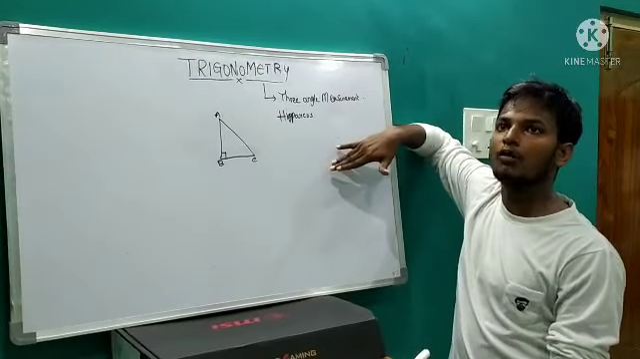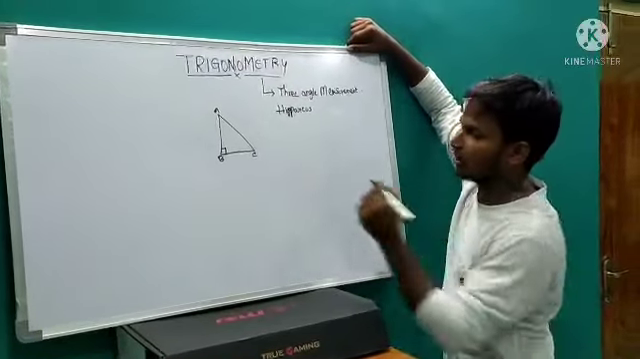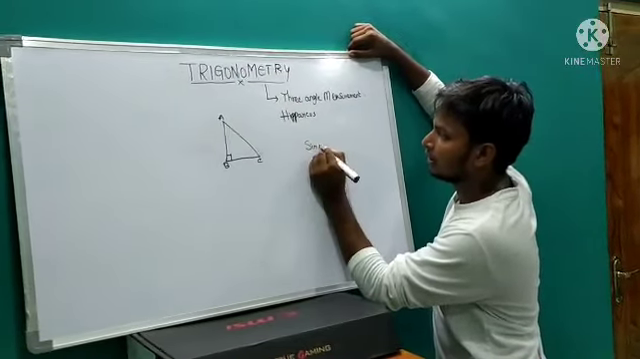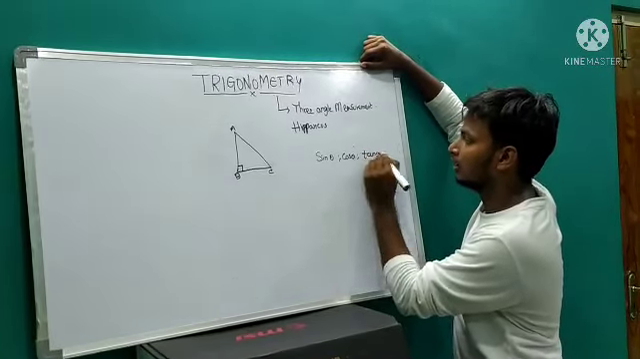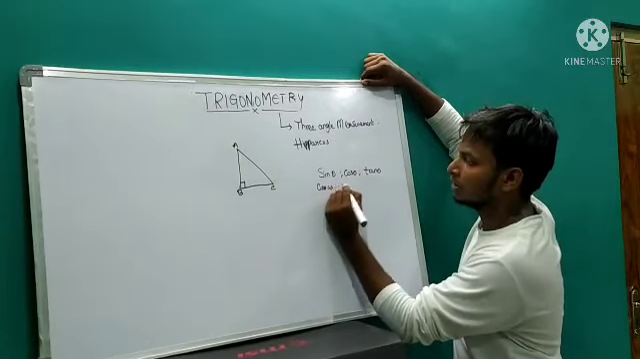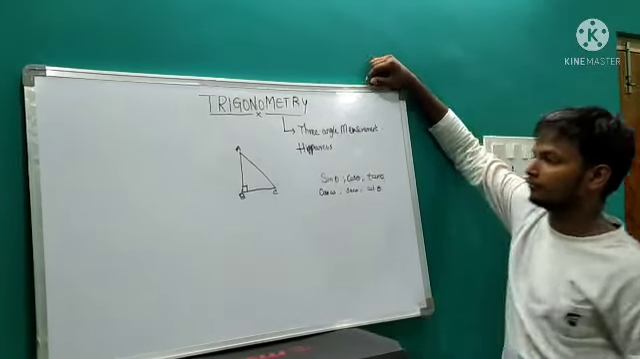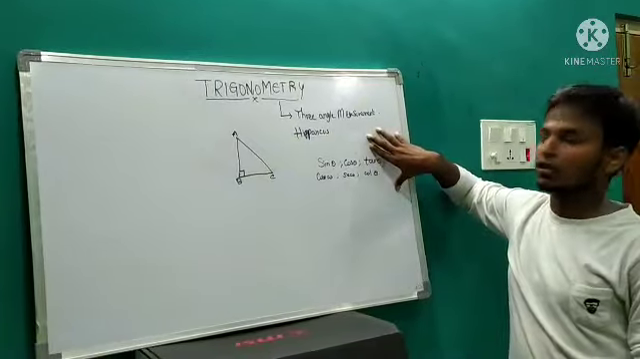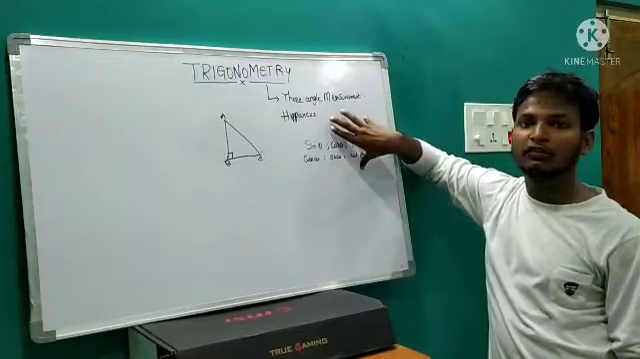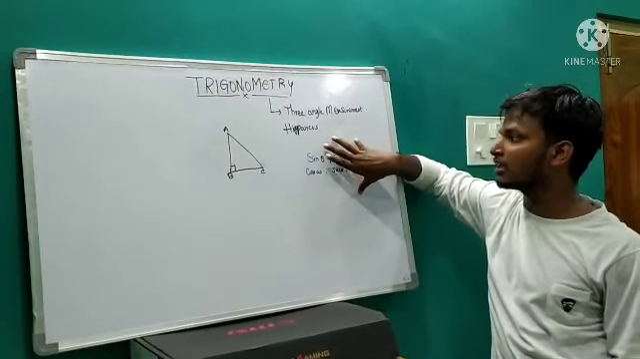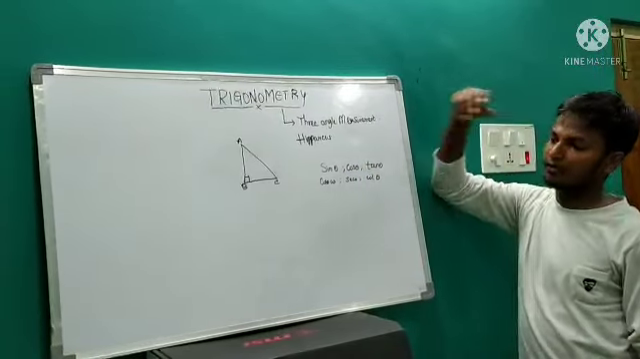In trigonometry, to solve any problem, we have some formulas. There are important formulas. Let's talk about these formulas: sin theta, cos theta, tan theta, cosecant theta, secant theta, cot theta. Without these formulas, we can't learn trigonometry. These are the main basic formulas of trigonometry. Let us talk about each formula.